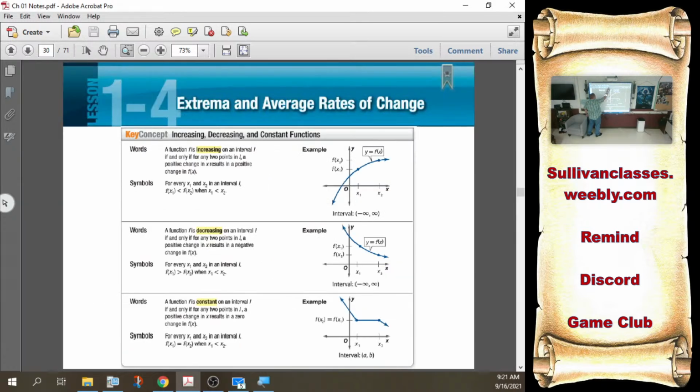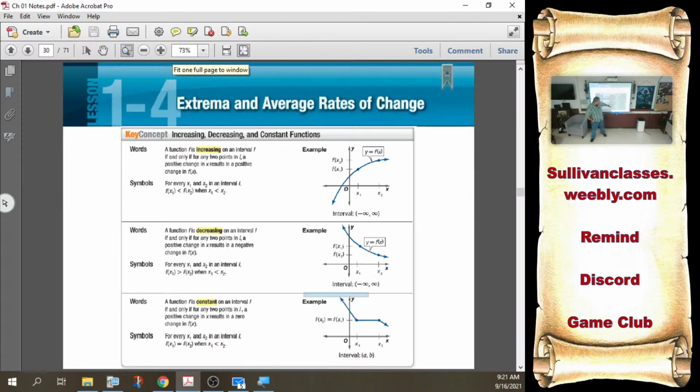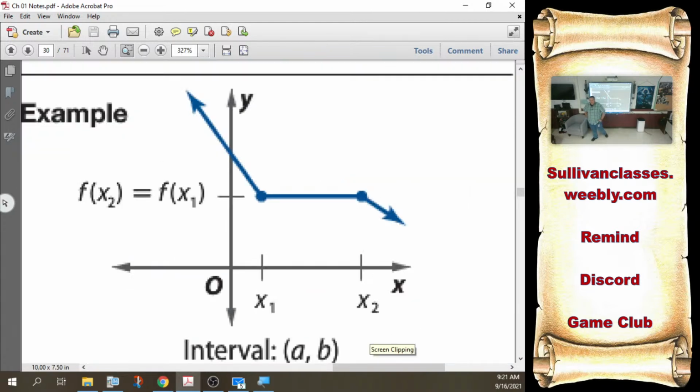So, intervals of increase, decrease, and constant. Doesn't matter what x's are doing. Y is just this value. Okay?